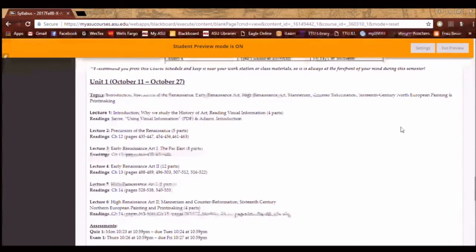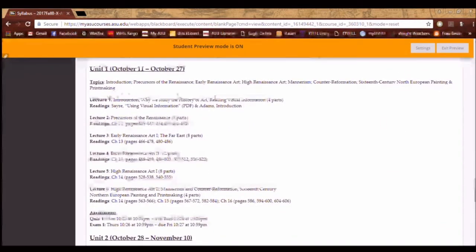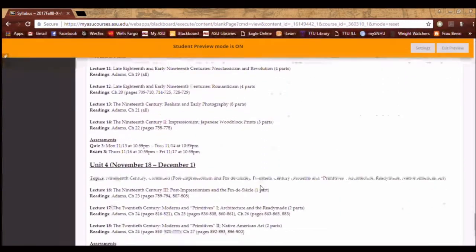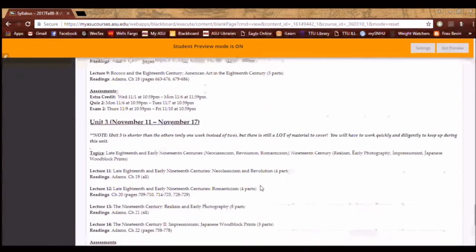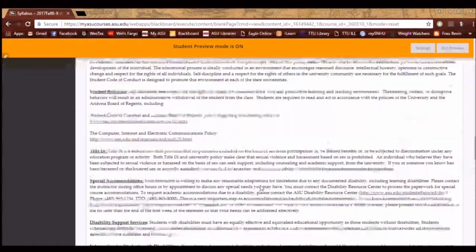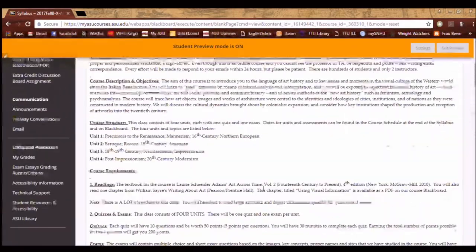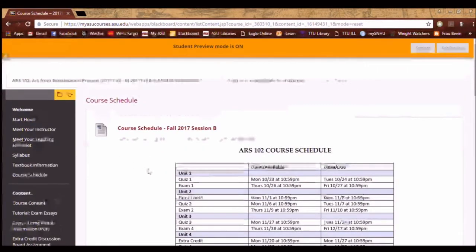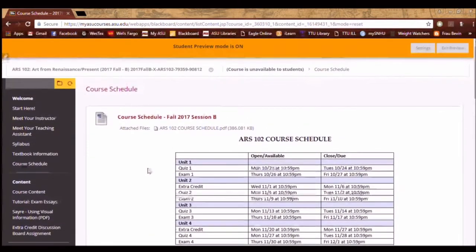And here I have the course schedule written out where it tells you which topics, lectures, readings, and assessments go in each unit. So this is going to be a really helpful document to help keep you on track and paying attention to everything on time. You can find that same course schedule over here under course schedule, and then it's just that. It's not the rest of the syllabus if you just want to print that part out.